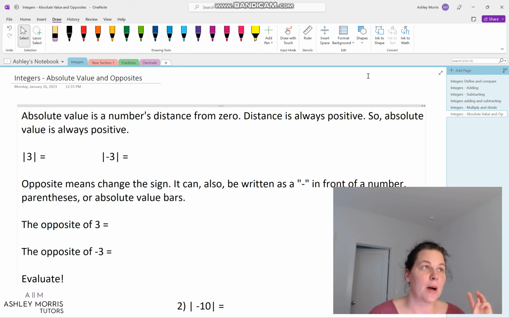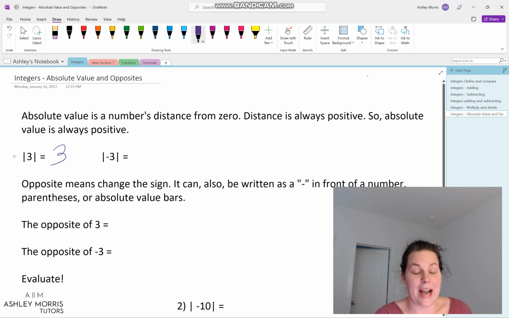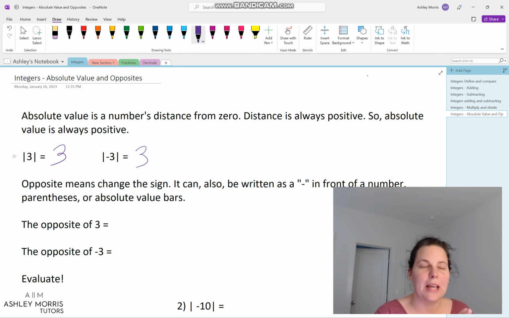So if I think about the number 3, how far is 3 from 0? It's just 3. How far is negative 3 from 0? It's also 3 spaces from 0. So the thing with absolute value, it's always positive.